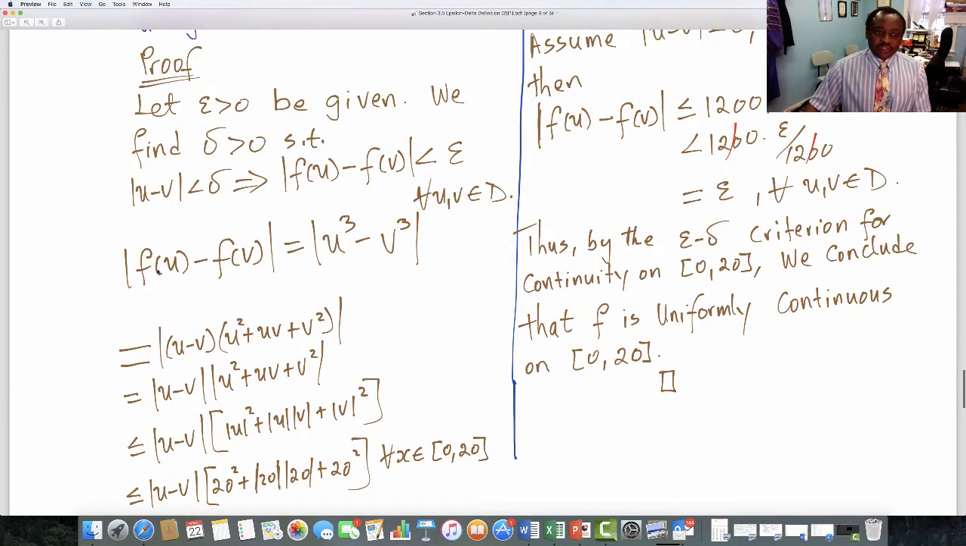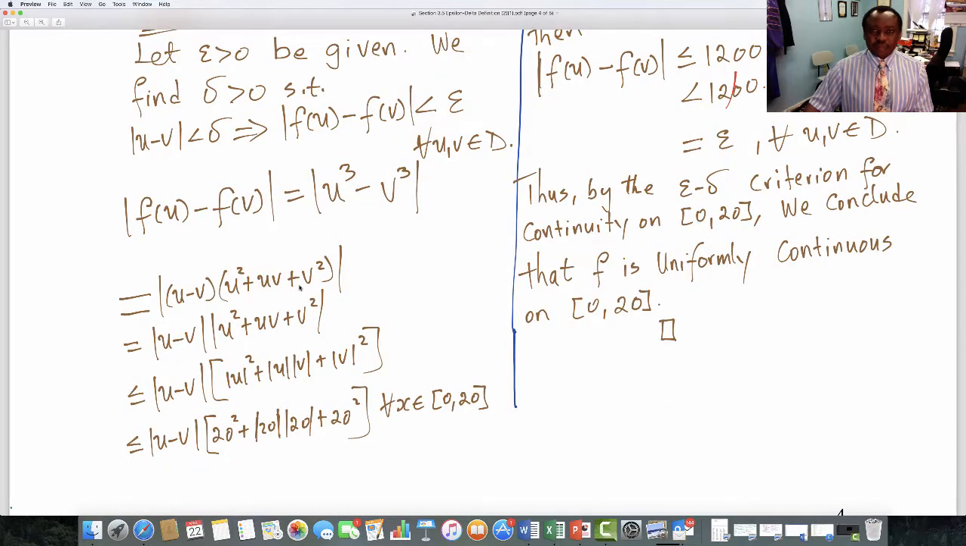The absolute value of f(u) minus f(v) is the same as the absolute value of u cubed minus v cubed. Applying the difference of powers formula, we have the absolute value of u minus v times u squared plus uv plus v squared. Again, if you have forgotten some of this, you may have to go back to chapter 1 and review some of the tools of analysis that we presented at the start of this class.